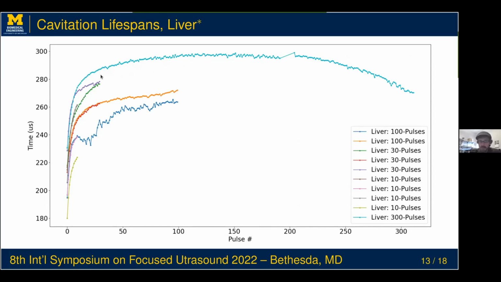In the liver, it's a little bit different. This is a handful of treatments from the same liver sample, so the same animal. You can see that while the same trend exists, where cavitation lifespan starts small and then increases and plateaus, it changes differently for each sample. It's not always even monotonic like you see in this one here. It still tends to be increasing at 30 pulses, but it levels off at 100 pulses, which is about where the 100% damage was in the necrosis based on H&E.